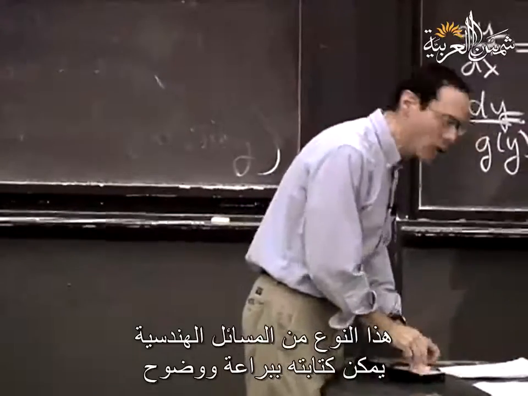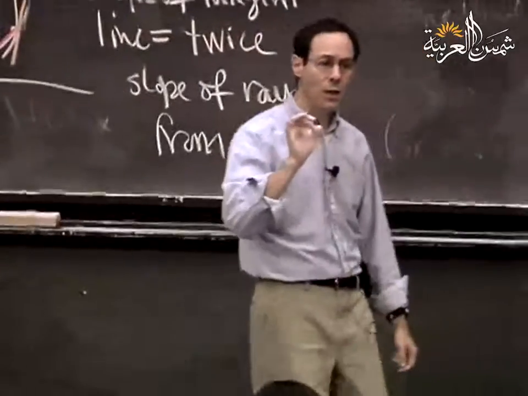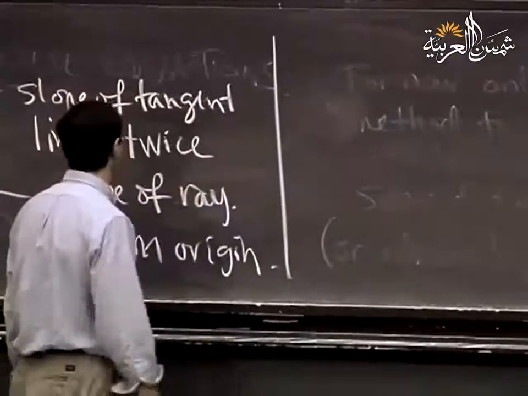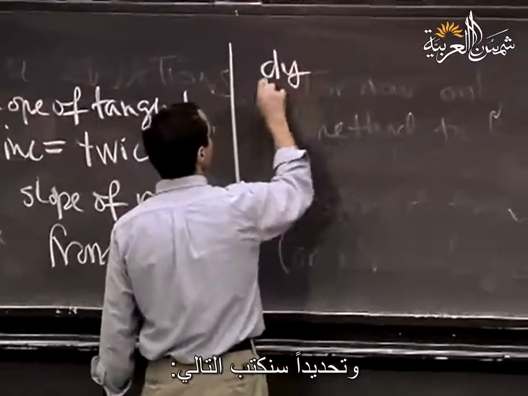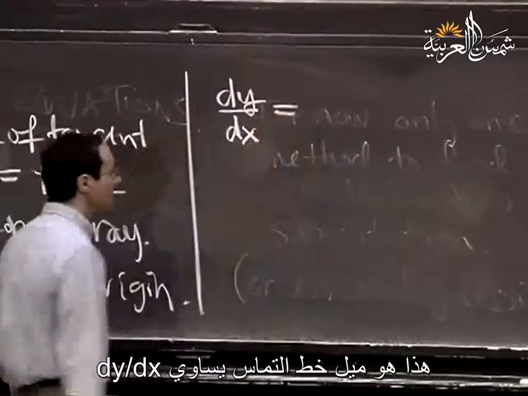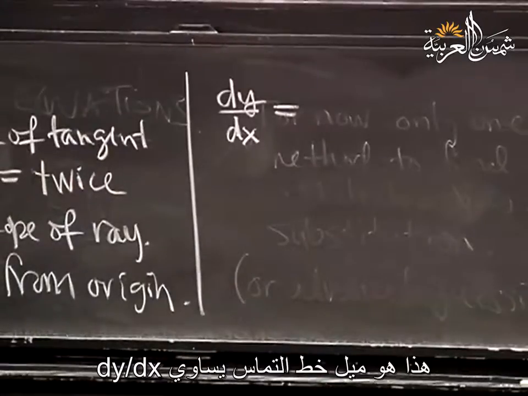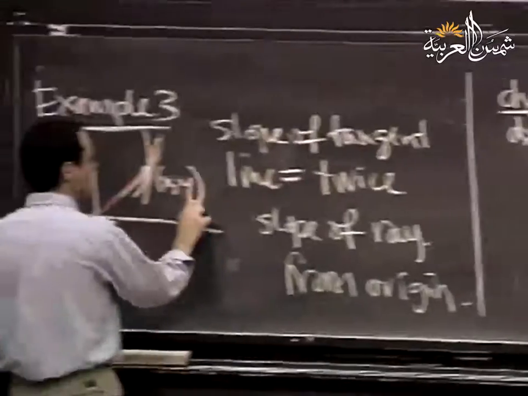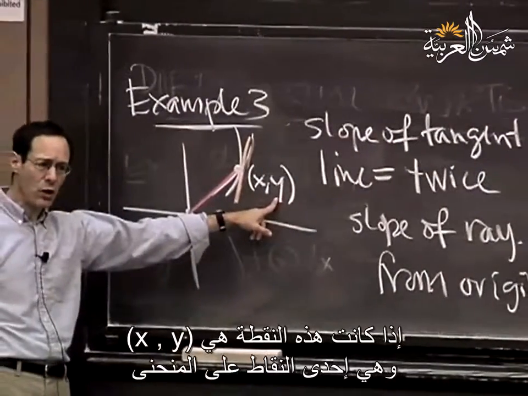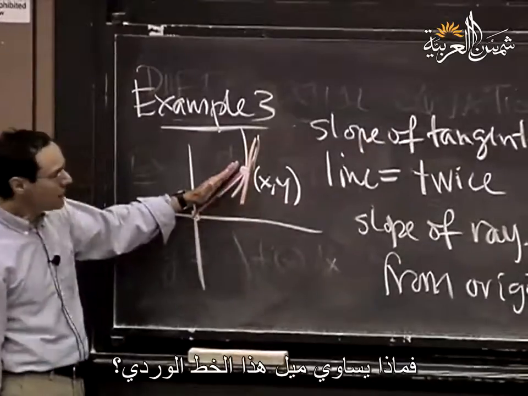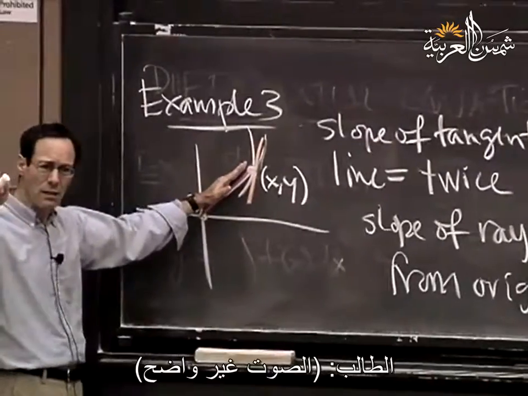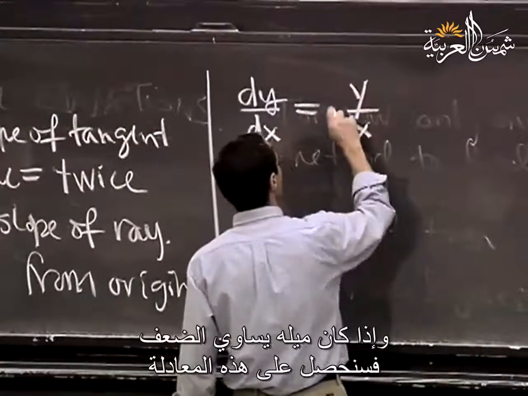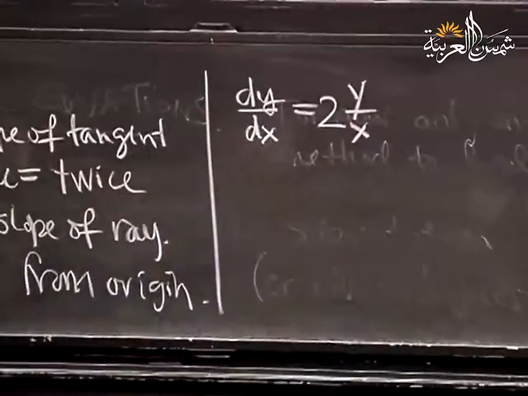Now, these kinds of geometric problems can be written very succinctly with differential equations. Namely, it's just the following: dy/dx, that's the slope of the tangent line, is equal to, well, remember what the slope of this ray is if this point is (x, y), which is a point on the curve. So the slope of this pink line is what? y over x. So if it's twice it, there's the equation.